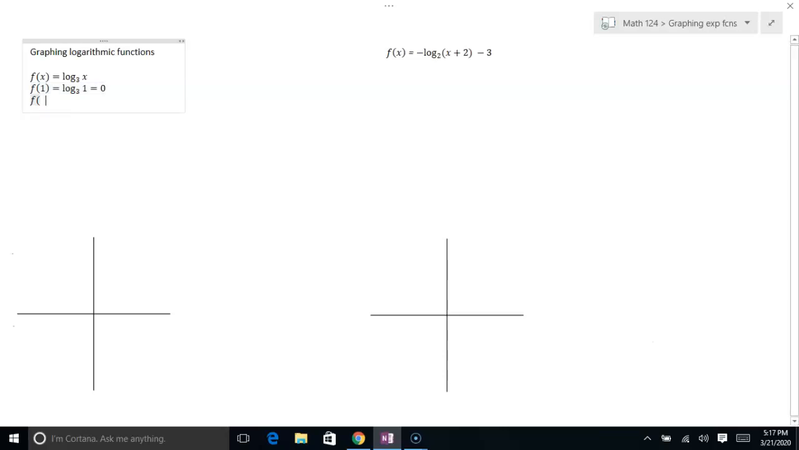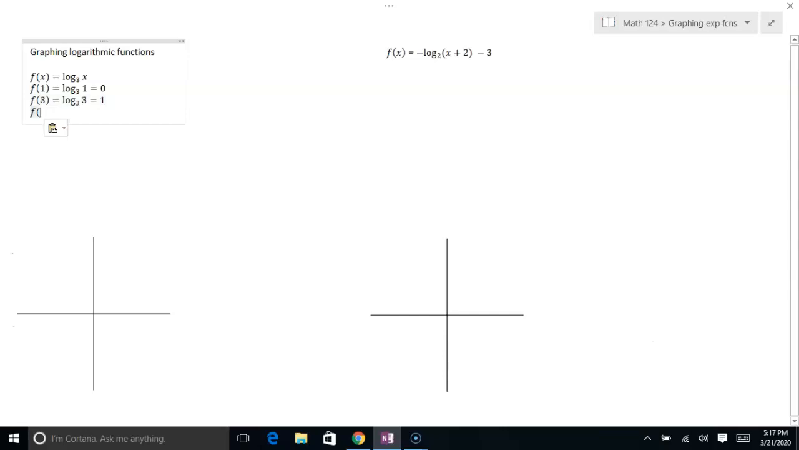I could try f of 2, but then I'm saying 3 to what power gives me 2? I don't know that one. So I'm going to skip over 2 and go to 3 because I can do that one. So out of convenience, we'll pick x equals 3. Now I want log base 3 of 3. That's asking the question, 3 to what power gives me 3? Well, 3 to the first power is 3. There's my next point, 3, 1.